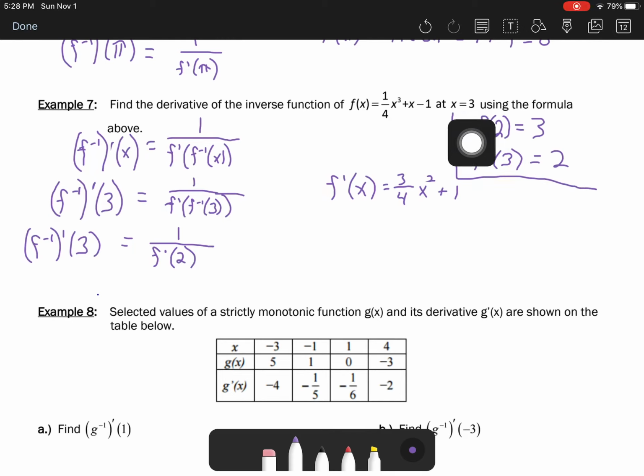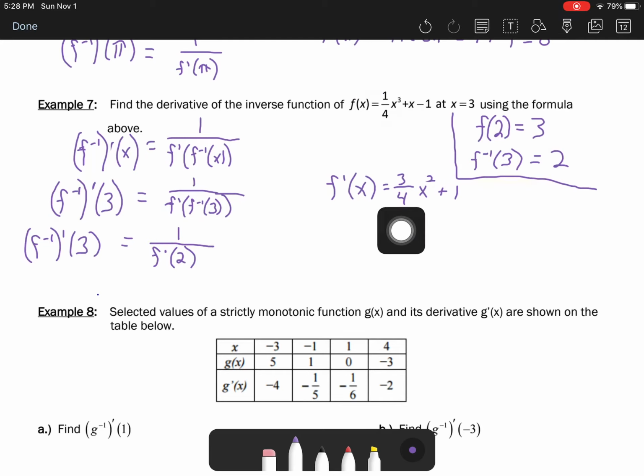You never plug in this number on these problems. You always plug in the one that goes with it. So pulling up a table of numbers is important, and we'll get to that in example 8. Usually they just give you a table. All right, so here's what I need then: f prime of 2, because f inverse of 3, we've established, is 2.